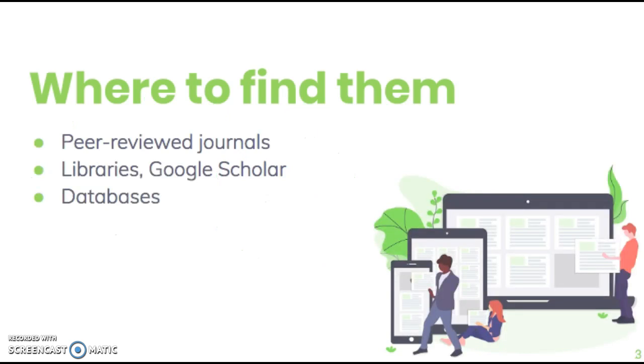So you can find literature reviews, again, in peer-reviewed journals. They're in libraries. You can look them up on Google Scholar. Again, sometimes they might be behind a paywall, so it's difficult to read the entire thing. And then, of course, there are certain databases that will be easy to use to find peer-reviewed journal articles with literature reviews. And I'll give you resources to those in our course.